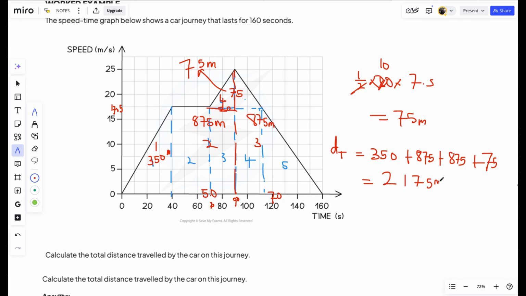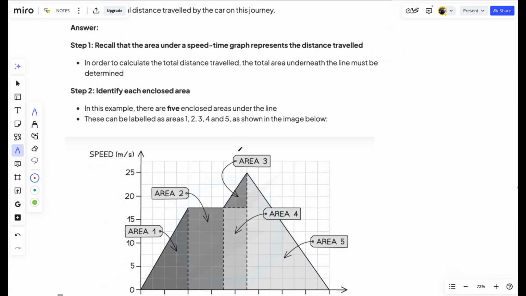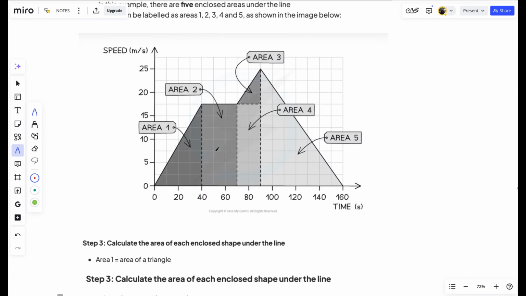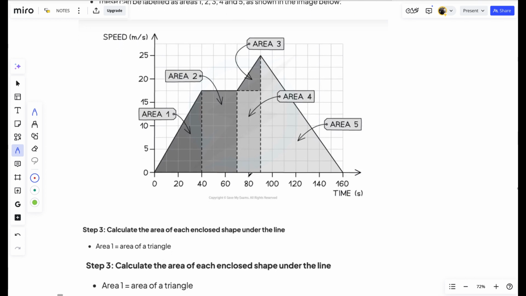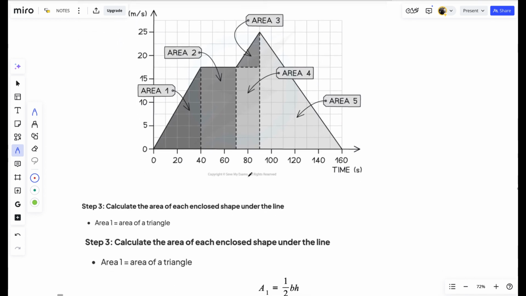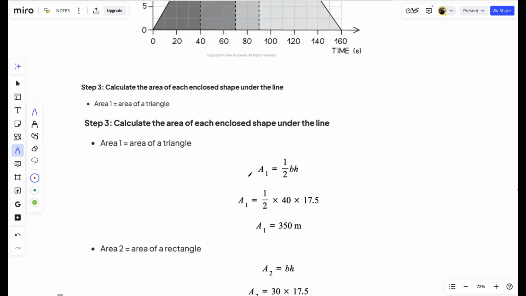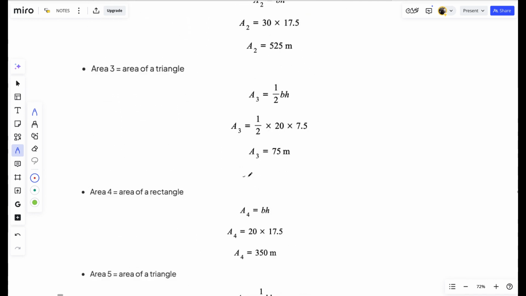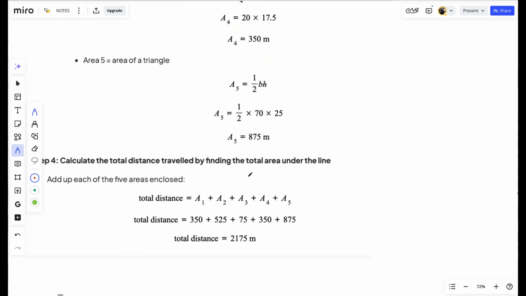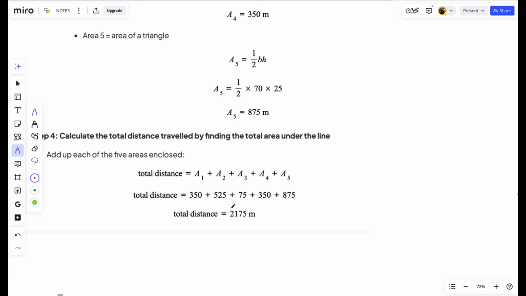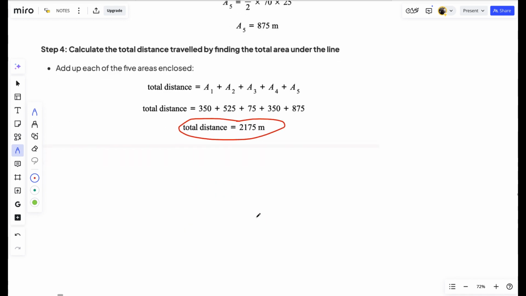Okay, so this is how you calculate the total distance in a journey. You break it and do it step by step, and it's much easier. They break it into many places, and so on. At the end of the day, we should get the same answer, no matter how many times they break it. So we got 2,175 meters as the total distance traveled by the object.